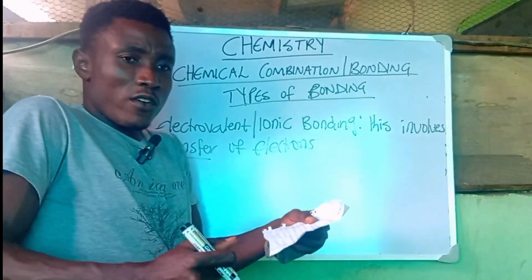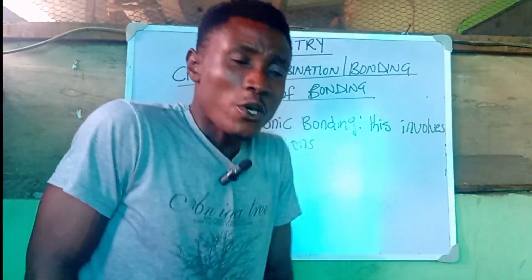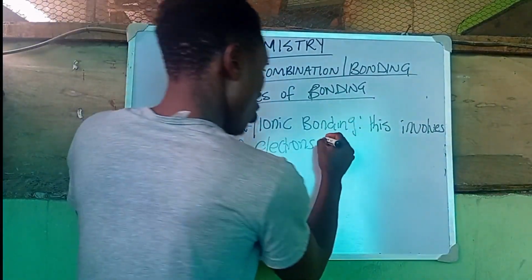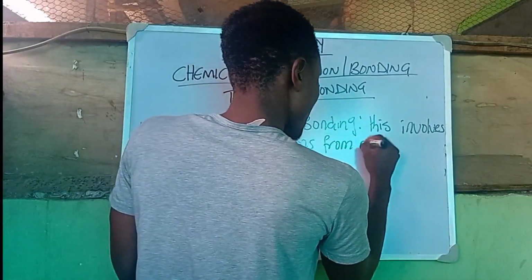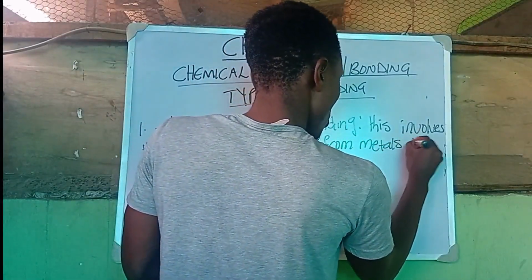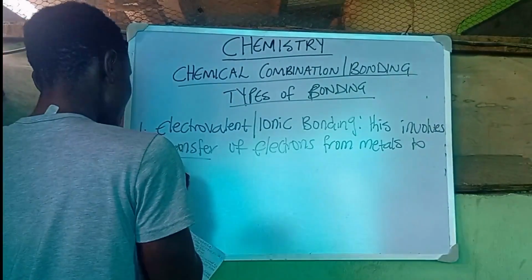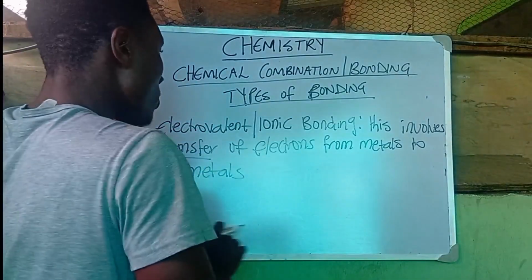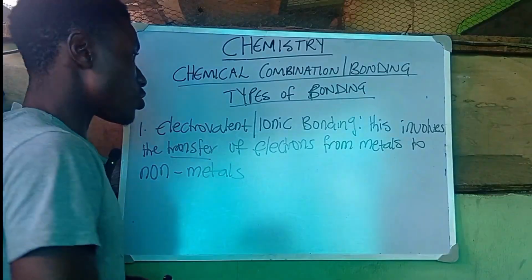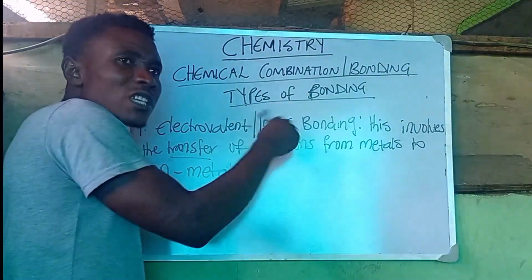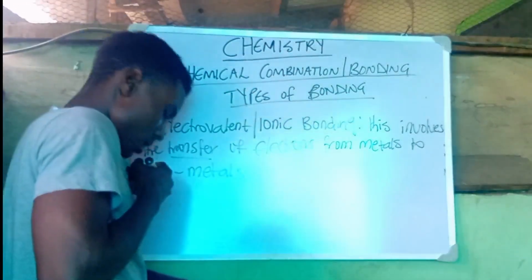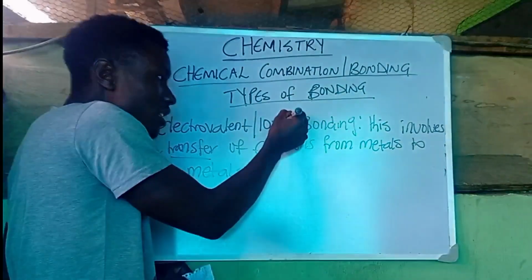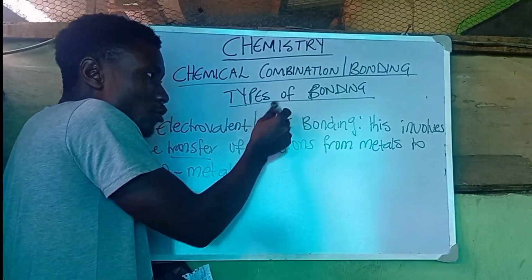It doesn't just involve the transfer of electrons between metals and metals. Rather, it involves the transfer of electrons from metals to non-metals, right? So that is what ionic or electrovalent bonding is all about. Now we are talking about ionic bonding. That means ionic bonding is derived from a concept that is known as ions, right? When you hear ionic bonding, that means the ionic gives us ions.